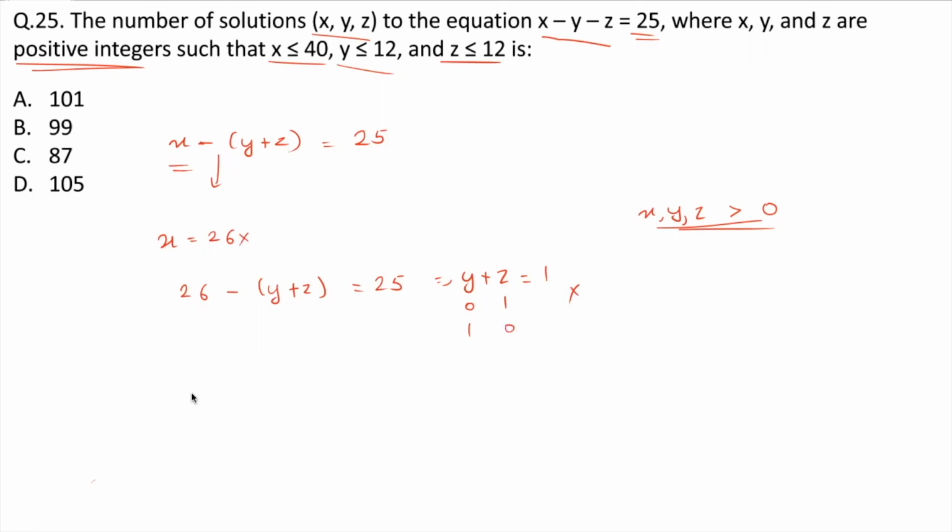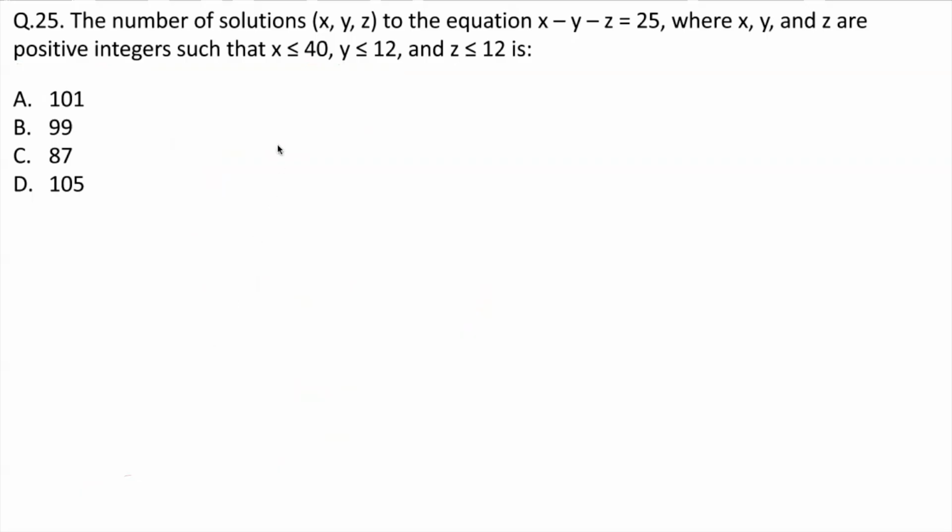So if I take x as 27, this equation now becomes 27 minus y plus z is equal to 25, giving you y plus z is equal to 2. And that gives me only one solution when y and z both are equal to 1. Right? So taking the value x as 27, I get only one solution. X is 27, y is 1, and z is 1. This is the only one solution which I have, right?